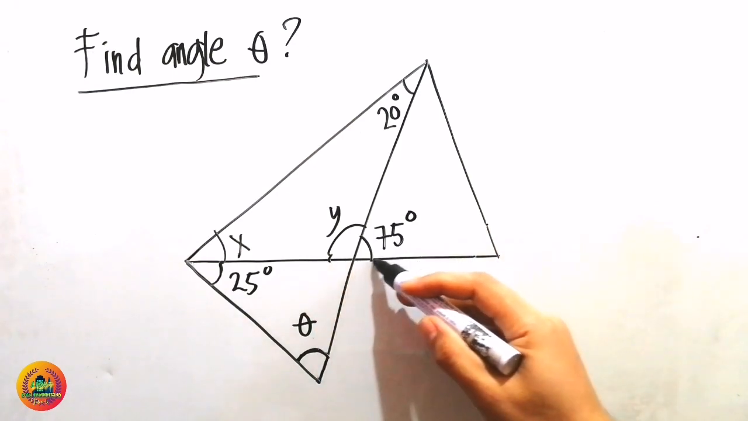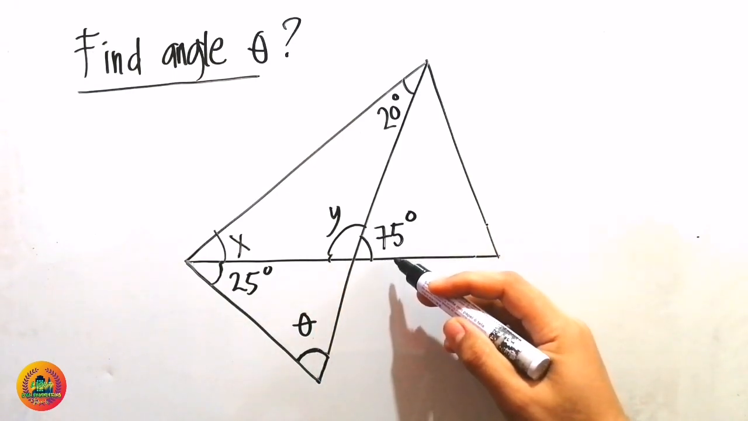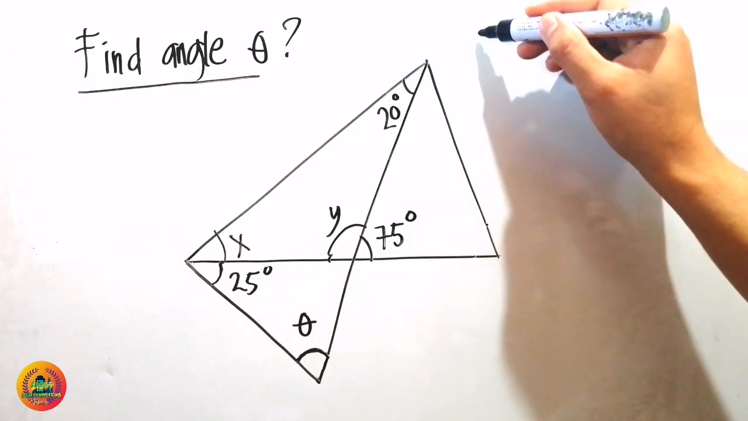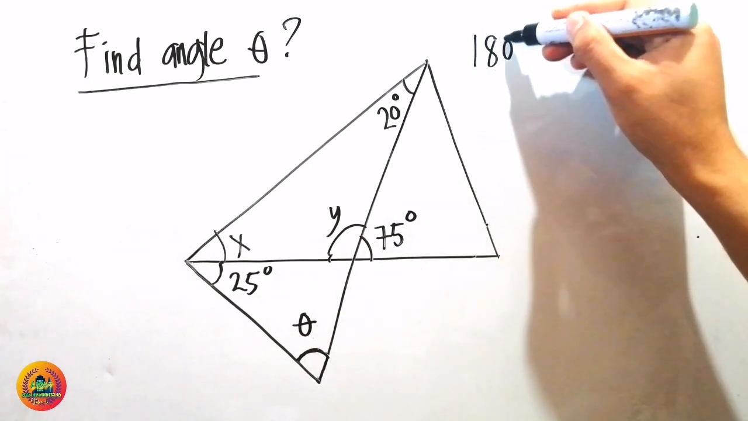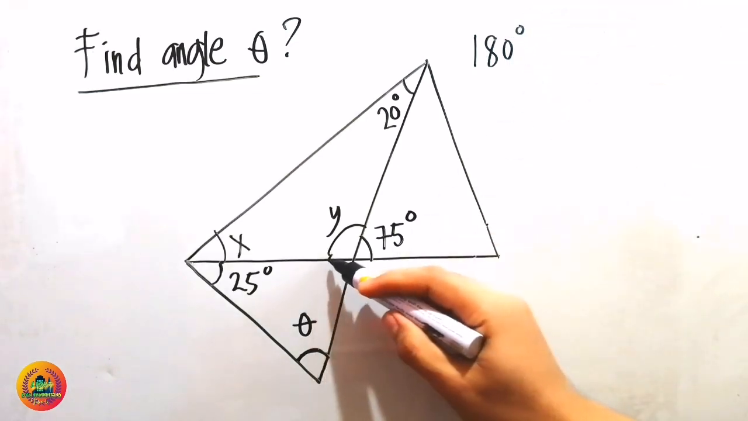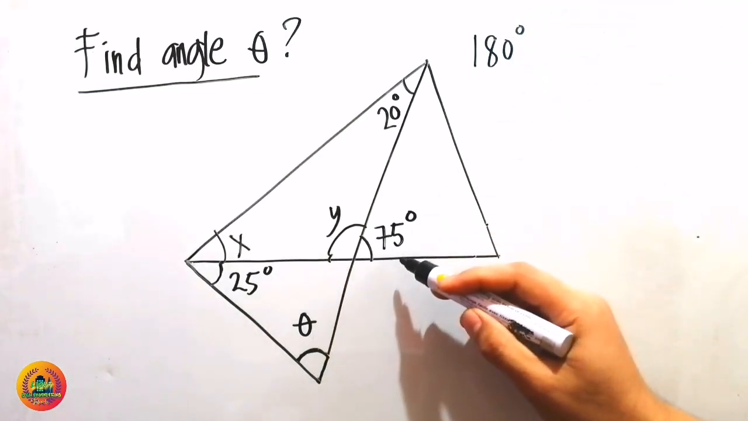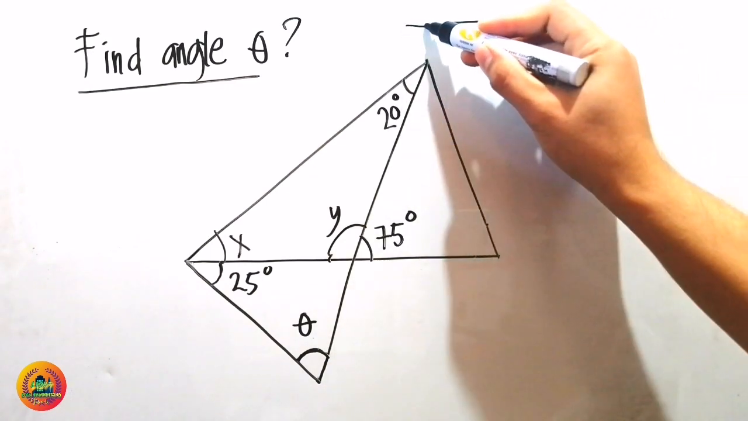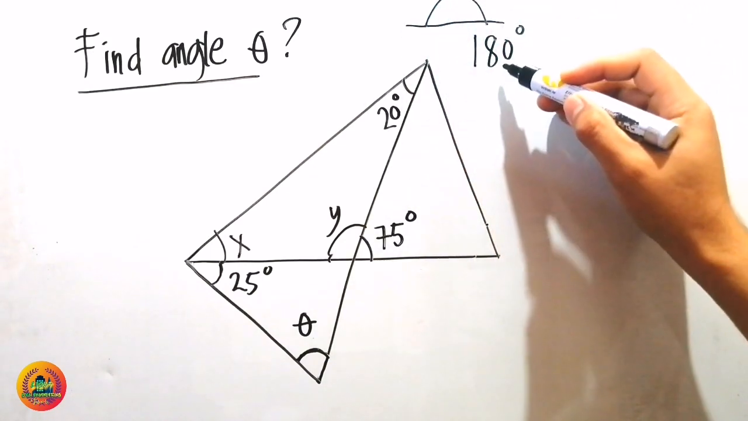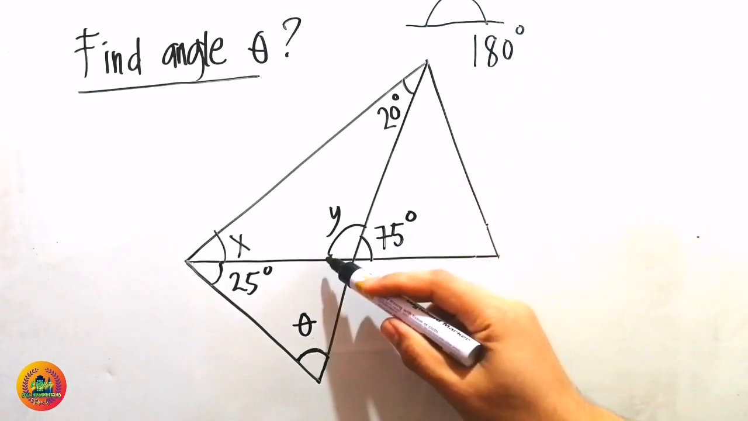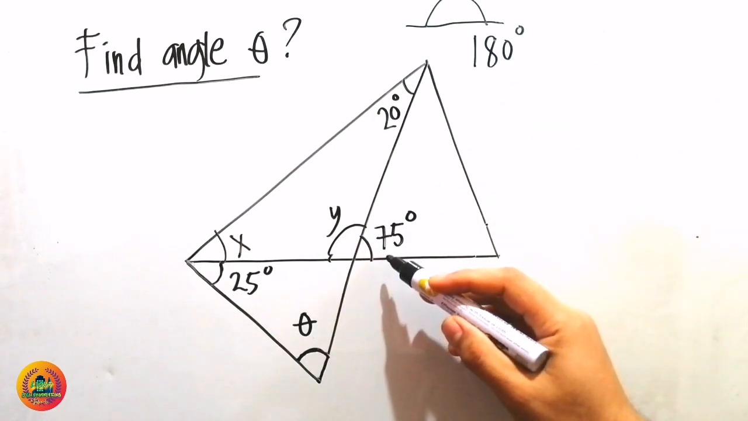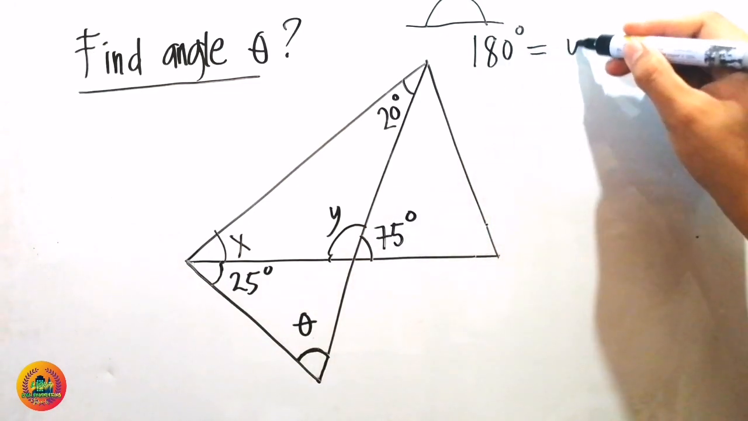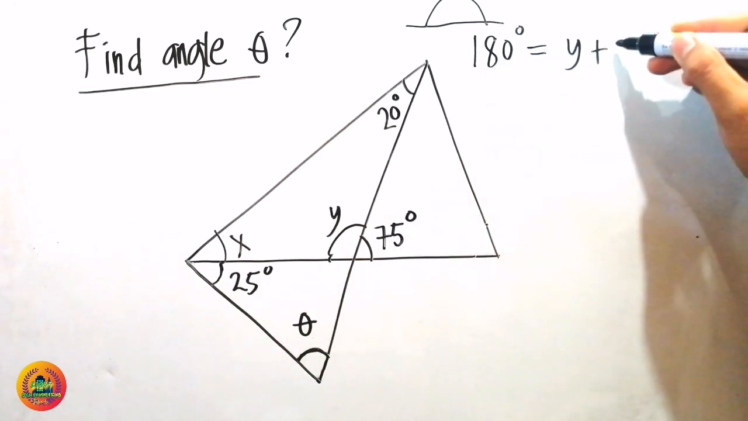Now, as you can observe, it is a straight angle. Therefore, a straight angle here is 180 degrees, just like this. So it is 180 degrees. So therefore, 180 degrees is equal to y plus 75 degrees.